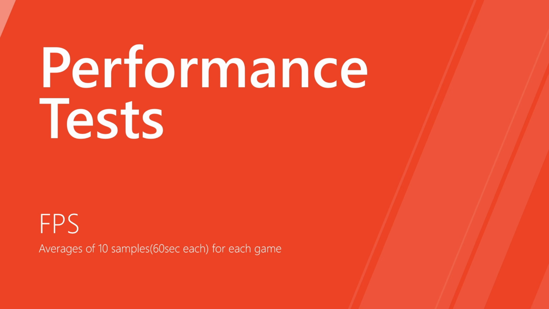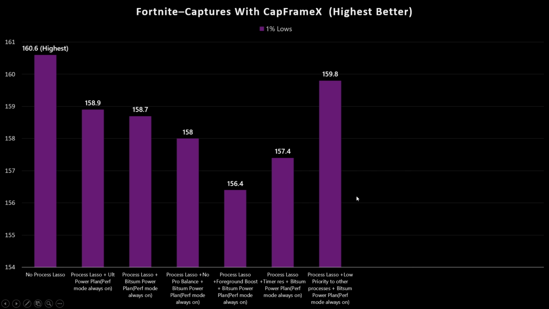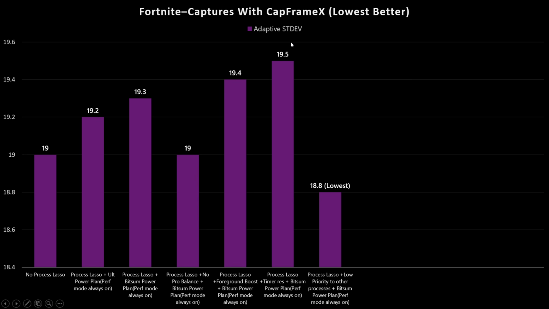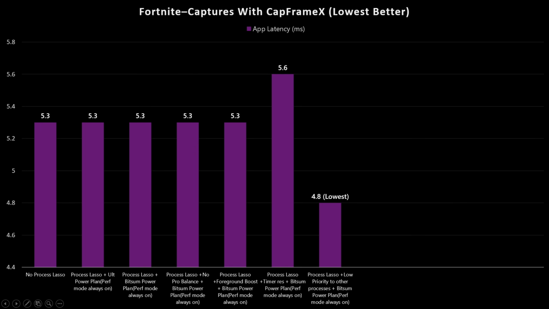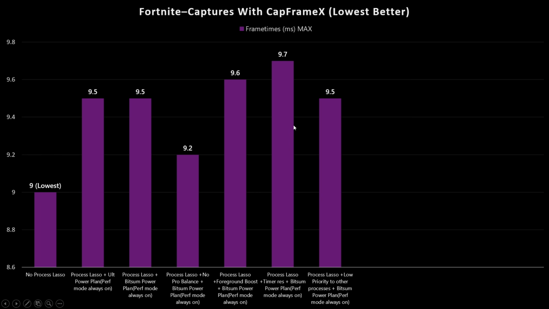I did 10 tests of 60 seconds each for each game, and we have the averages of 10 samples. Starting with Fortnite, the best average FPS was with Process Lasso, low priority to other processes, and Bitsum Power Plan. 1% low was better without Process Lasso. 0.1% low was better without Process Lasso. Adaptive STDev was better with Process Lasso, low priority to other processes, and Bitsum Power Plan. The same with upper latency, the same with smoothness. Actually, the smoothness is the same in all cases.